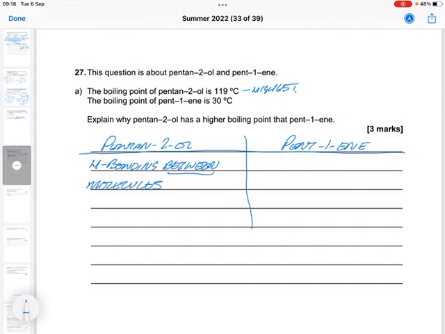And pent-1-ene, so this is a non-polar molecule, so this is going to be van der Waals forces of attraction between molecules.